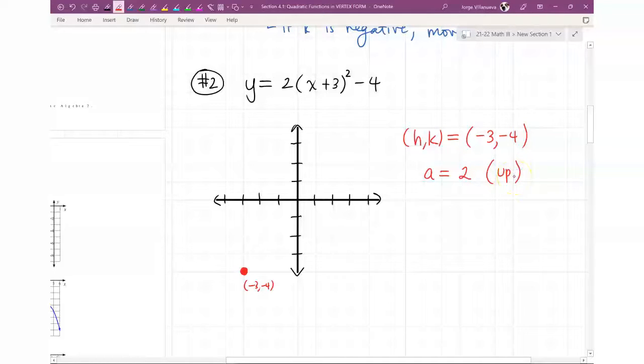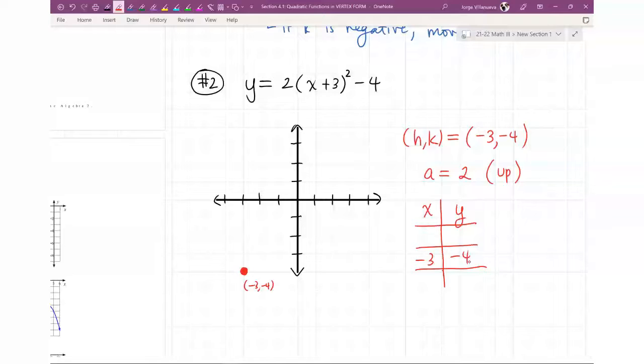Okay? Now, like I told you, I'm going to make a table just this once, just to try to show something to you guys. X, Y. I'm going to pick 3 points. But one of them is going to be my vertex, which I already solved for. Okay? In the middle, I'm going to put my vertex. So I'm going to pick a number smaller than negative 3 for x and a number bigger than negative 3 for x. So I'm going to try negative 4 and negative 2. Okay?